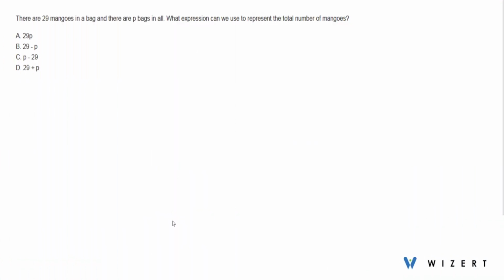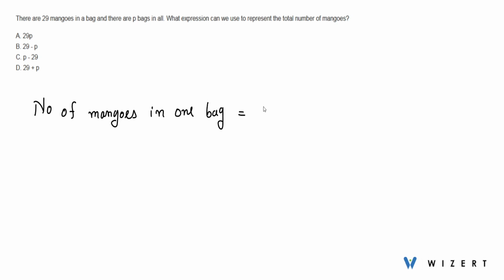According to the question, there are 29 mangoes in a bag and there are p bags in all. So we have to find an expression to represent the total number of mangoes. Number of mangoes in one bag equals 29, and the total number of bags which we have equals p. So let's go step by step.